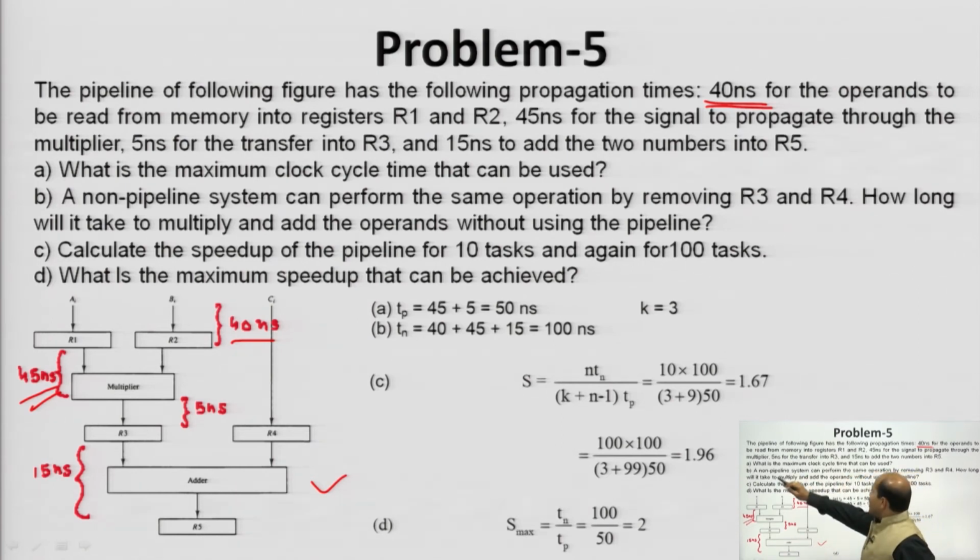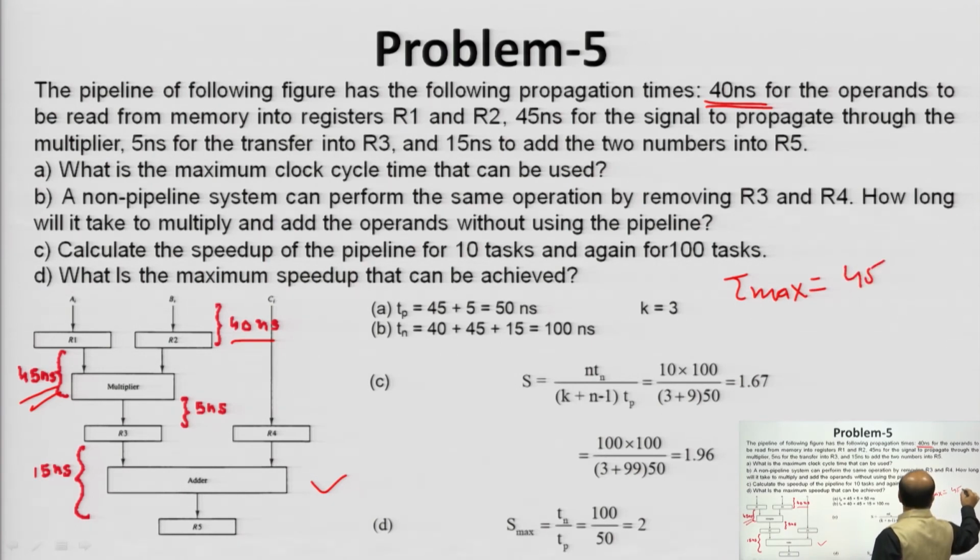So, first, what is the maximum clock cycle time that can be used? As we have already done, the maximum clock cycle will be nothing but the slowest stage time period plus the interface time. So, tau max is nothing but the slowest stage, that is 45 in this case, plus the interface time, that is 5 nanoseconds. So, it will come as 50.